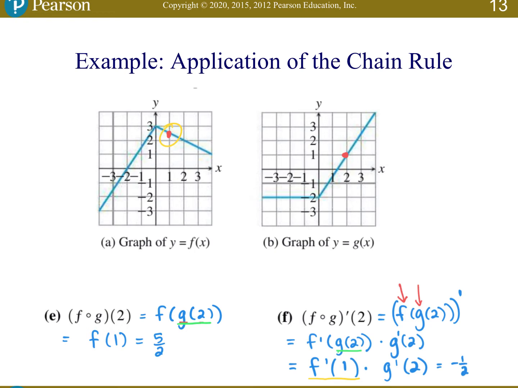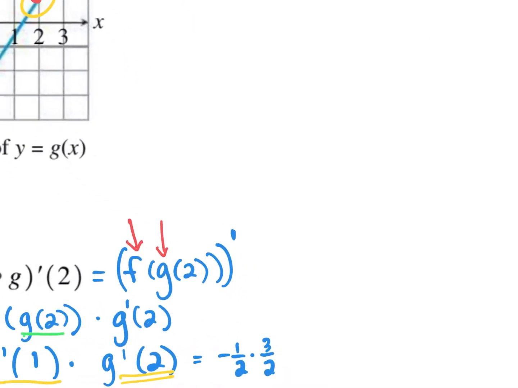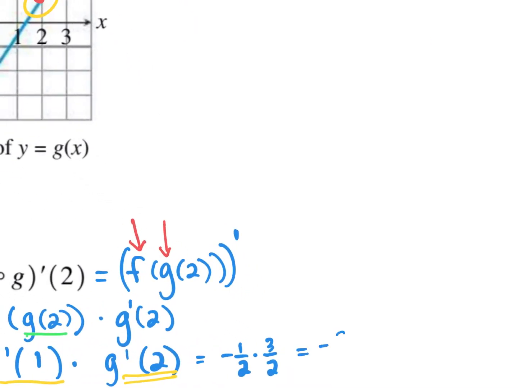But then for the g prime, now we're going to switch over to the g graph, and we want to be at the value of 2, and we want to know the slope value here. And the slope value there, you should be able to tell, is on the up, 3 over 2 slope. So that's +3/2. So we're multiplying those two together. So overall, we end up with -3/4.